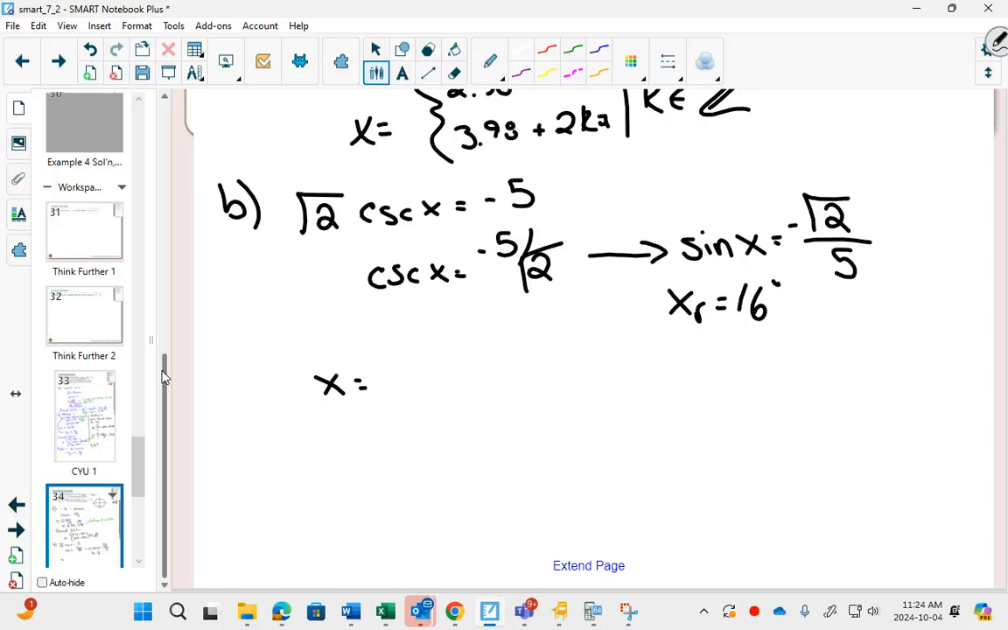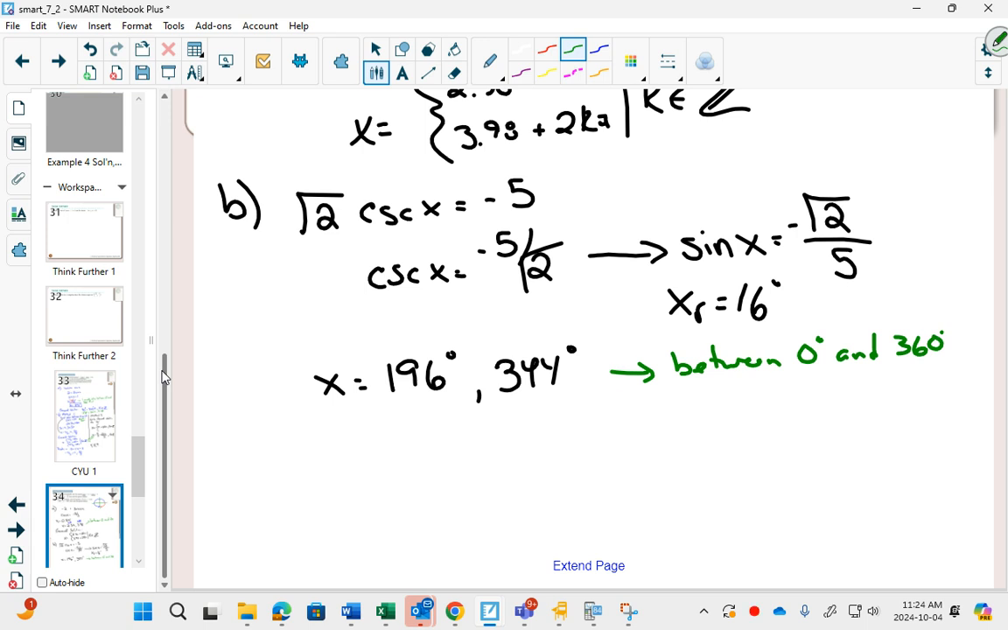And sine is negative in quadrant 3. So we would get 196 degrees, and quadrant 4, 360 minus, again, just make a note. I initially solved between 0 and 360. Is this what they want? No. What did they want? They wanted positive angles up to 180 and negative angles up to negative 180.